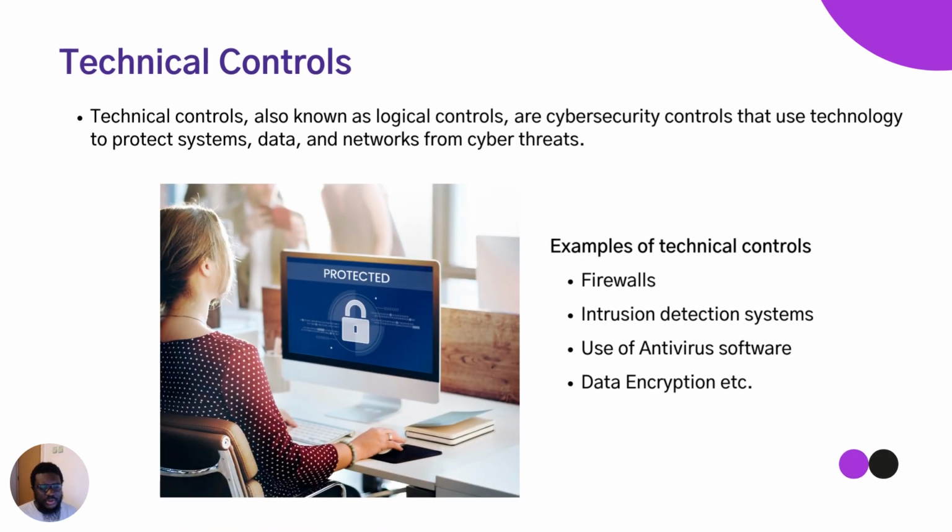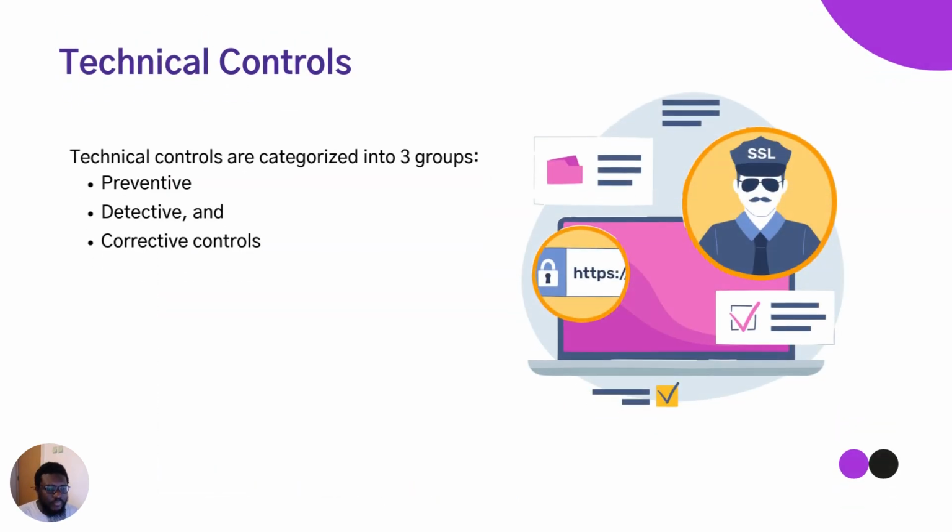So technical controls, sometimes they call it logical controls. They use technology to protect systems, data, and networks from cyber attacks. So we have things like our firewalls, our intrusion detection systems, our antivirus, and data encryption. As you can see, there's a blend of different layers of defense in depth in different types of controls. When it comes to technical controls, we also have three different groups. We have preventive controls, we have detective controls, and then we have corrective controls.